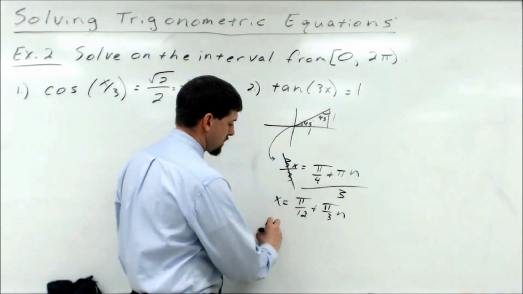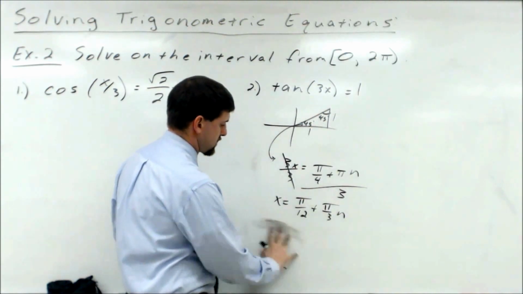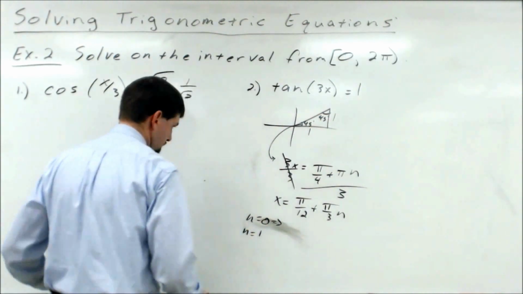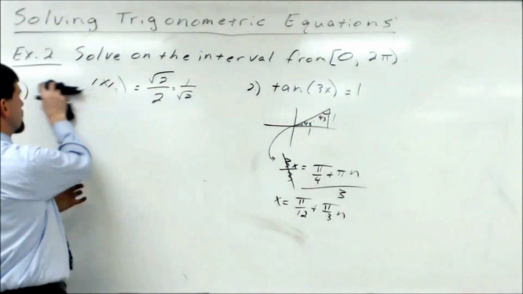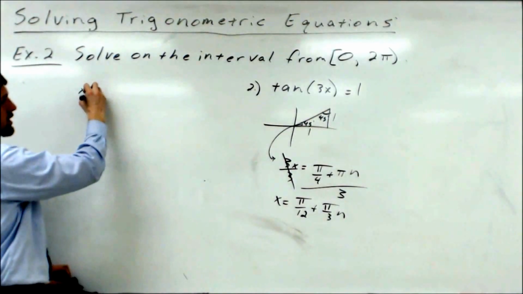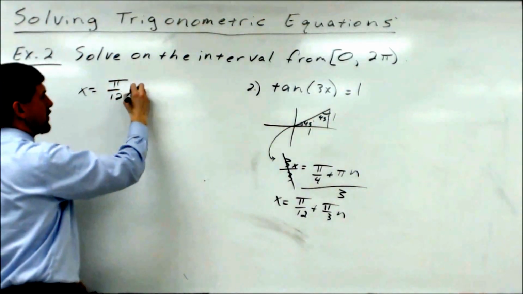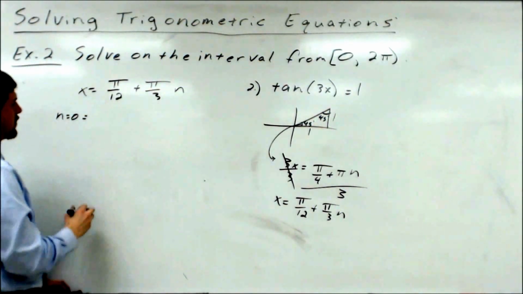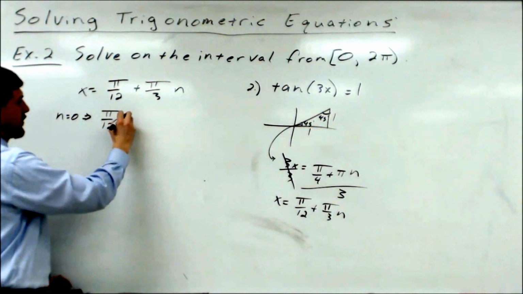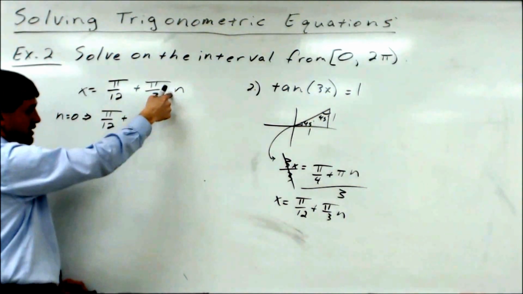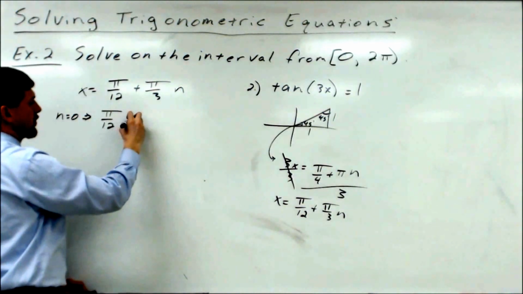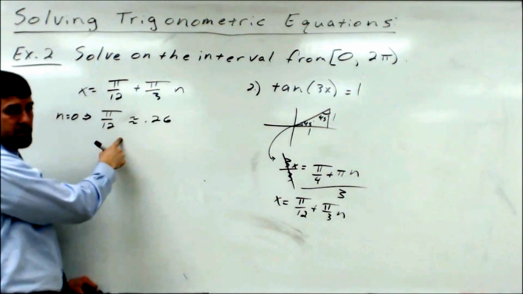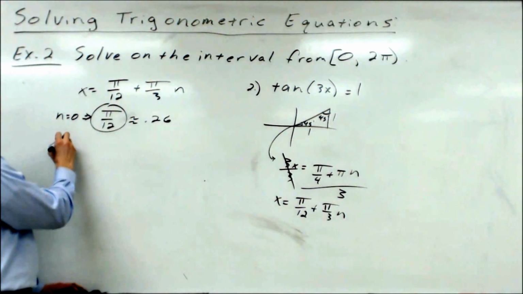So plug in 0. Plug in 0, what do I get? Plug in 1, what do I get? Let's actually pull it over here. We've got some room. So x equals pi over 12 plus pi over 3 n. N equals 0. I get pi over 12 plus 0 times that is 0. So what does pi over 12 equal? Pi over 12 is approximately 0.26. So that fits, right? So we get to count that solution.